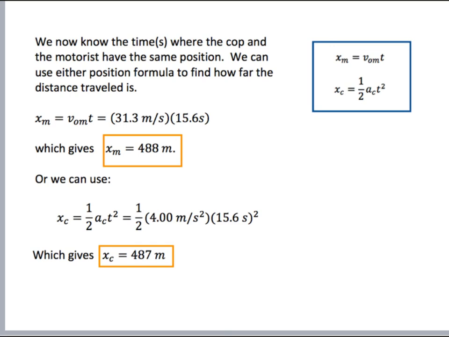Now I can take that time and plug it into either of the position equations and find the distance. If I plug it into the equation for the motorist, I get 488 meters. If I plug it into the equation for the cop, I get 487 meters. That's 1 digit off, but within sig figs, that is the same answer, which is what we expect. And so that is how far the motorist makes it before the cop catches them. And that is the answer to the problem.